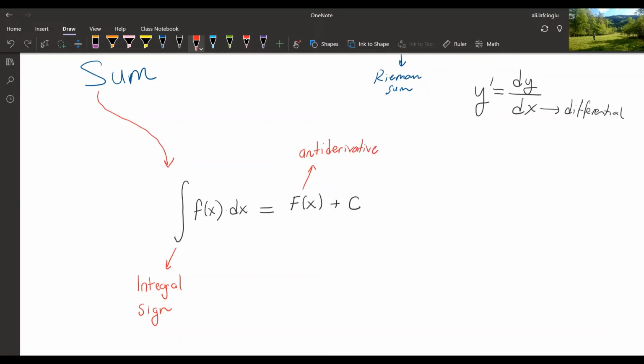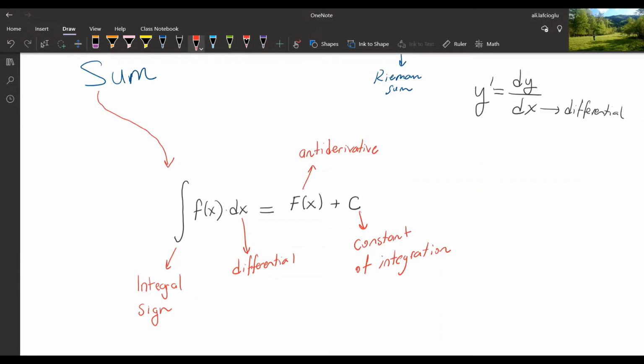Antiderivative. This is called the constant of integration. And this is called the differential. And this is called our function itself, f of x. That's it. So all of the integral calculations look like that.